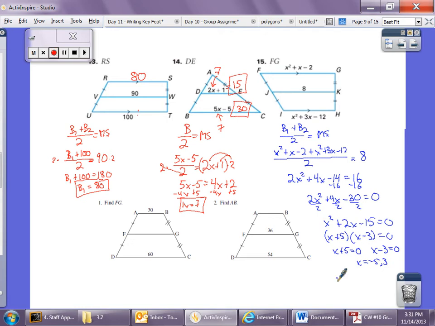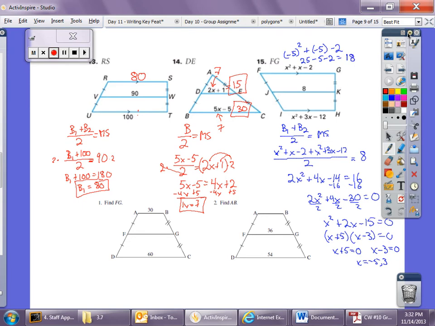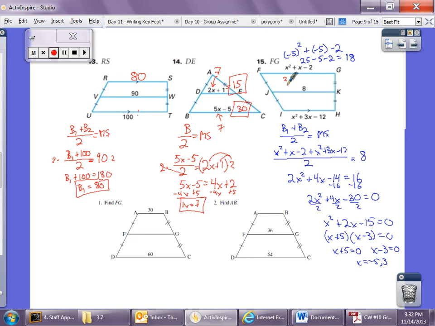To figure out what the length of FG is, we plug these values back in. So if I plug in negative 5, I have negative 5 squared plus negative 5 minus 2. So that gives me 25 minus 5 minus 2, which is 20 minus 2, 18. Or if we plug in 3, so 3 squared plus 3 minus 2, that's going to give me 9 plus 3 minus 2, which equals 10. So FG can be 18 or it can be 10.